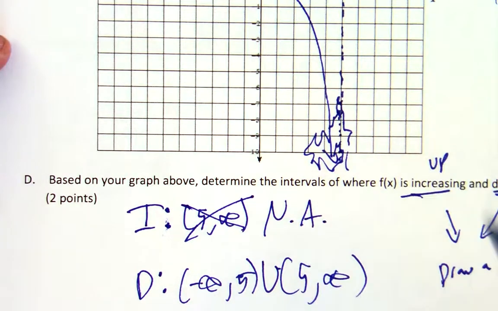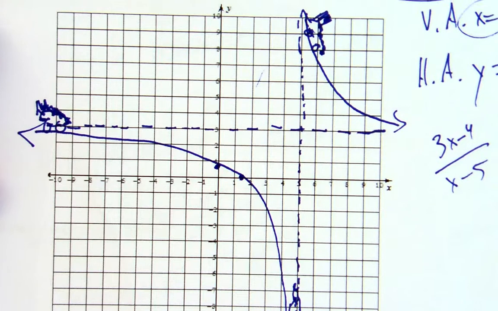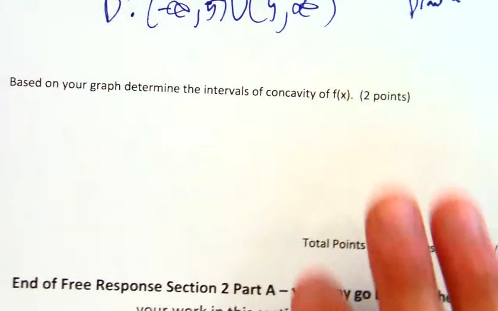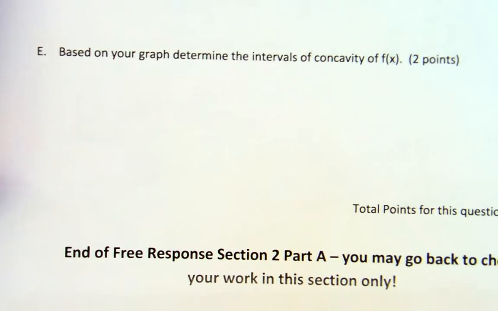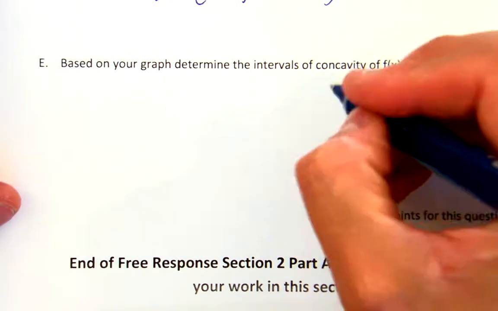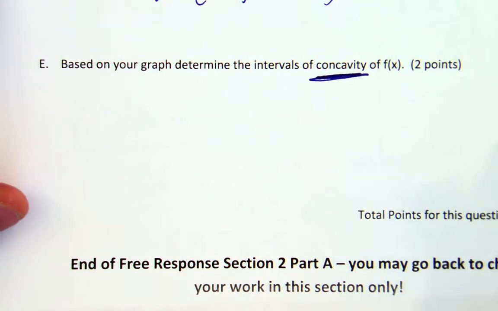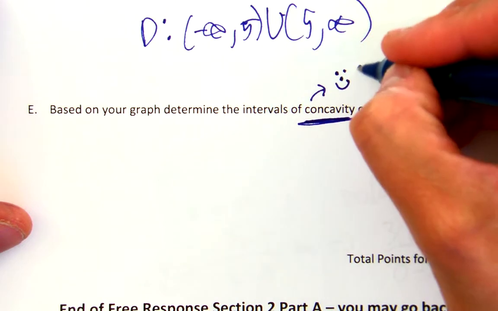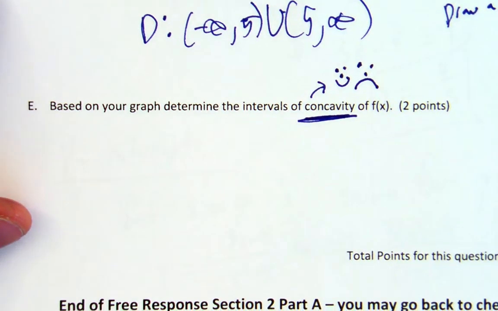Question, Mario, do you know what you were confusing it with? Concavity, which is the happy face, right? So now, part E, it says, where are the intervals of concavity? Underline concavity, please. With the concavity, put happy face, sad face, okay?